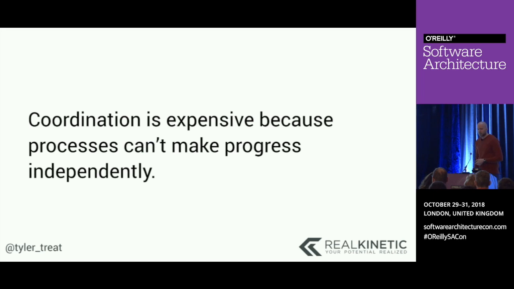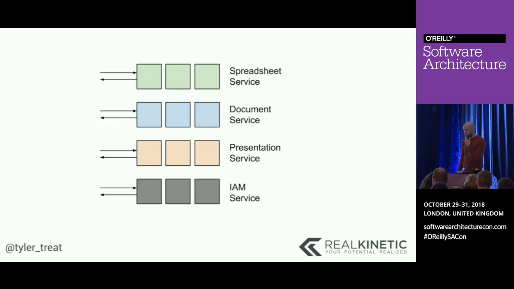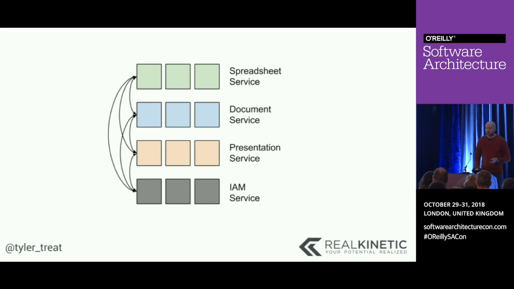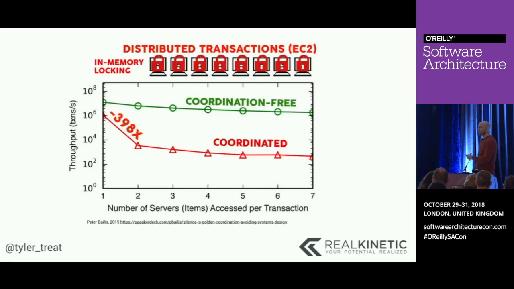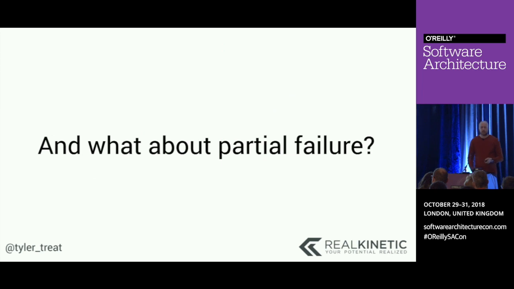And so coordination is expensive because processes can't make progress independently. And so if we have all of these services and they don't have to coordinate and check in with each other, we can have reasonably good throughput. But as soon as they have to coordinate, then that throughput goes out the window. And so this is from a talk by Peter Bailis a few years ago, and he shows just how significant that cost can be, even just going from one server to two servers that have to coordinate. We see there's almost a 400x decrease in throughput. And we haven't even talked about partial failure yet.